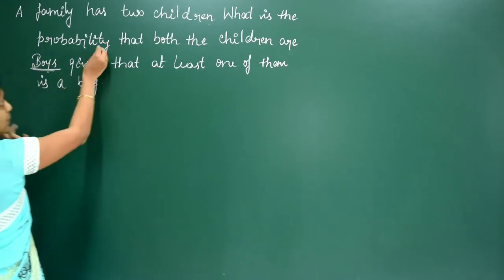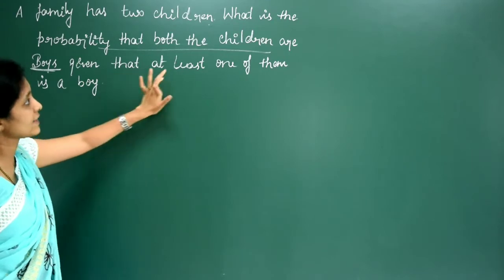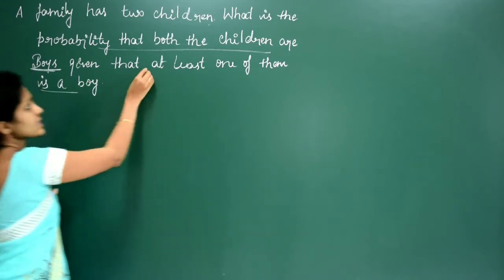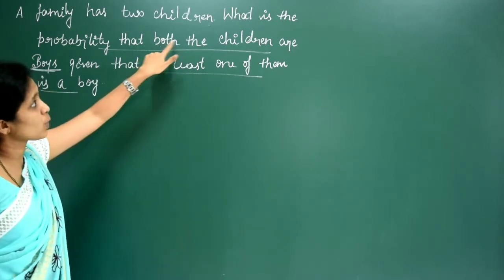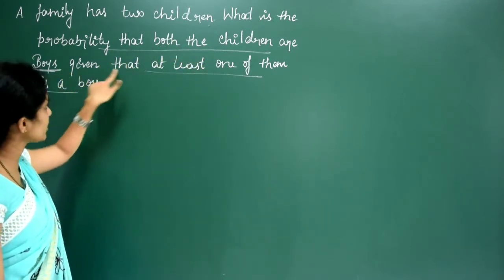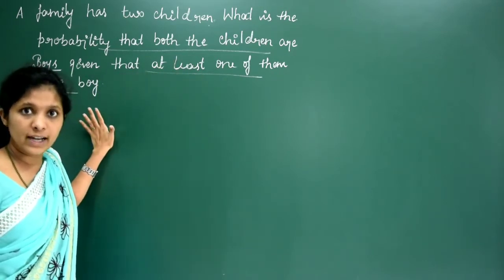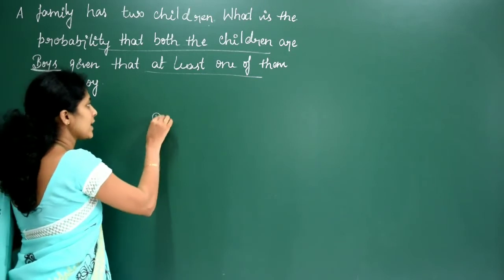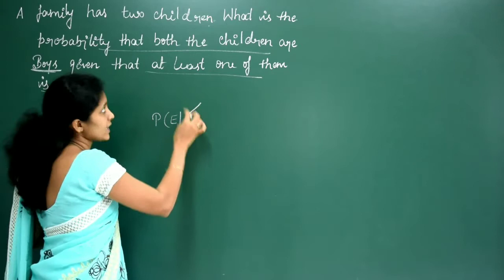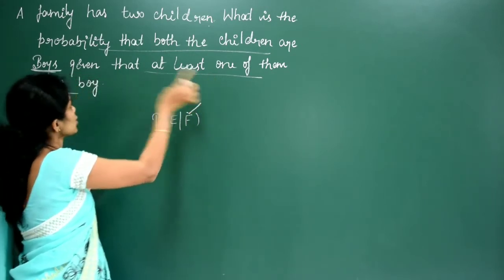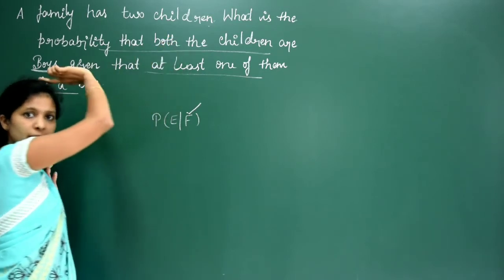You are finding the probability that both the children are boys, given that at least one of them is a boy. This is a condition. Is it clear? You are finding P of E by F. Here F is already occurred. The occurred event is that at least one should be a boy. That is the condition given. So F will be this one, E will be this one.